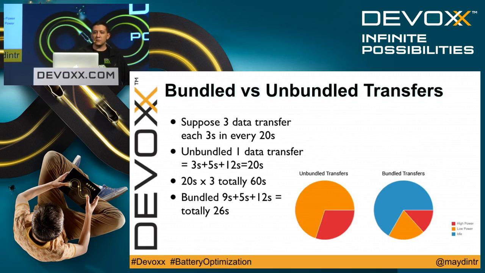Now you will see the effect of this state machine. Suppose there are 3 data transfers, each lasting 3 seconds, in every 20 seconds. One data transfer lasts 20 seconds: a 3-second data transfer plus 5 seconds for full power idle state and 12 seconds for low power idle state. But if we bundle the 3 of them together, the total transfer lasts 26 seconds. You see that it is about half of the unbundled version, and you save battery if you bundle them.